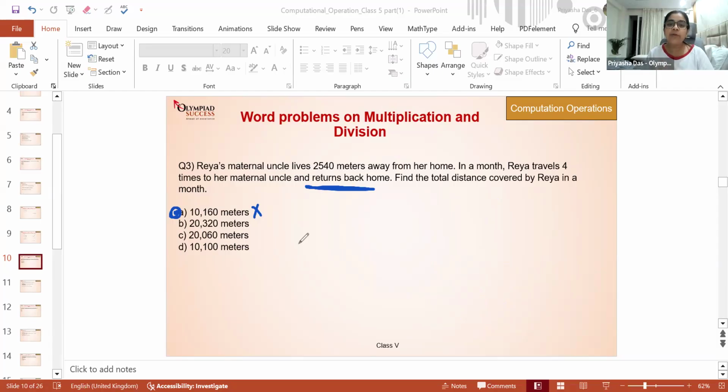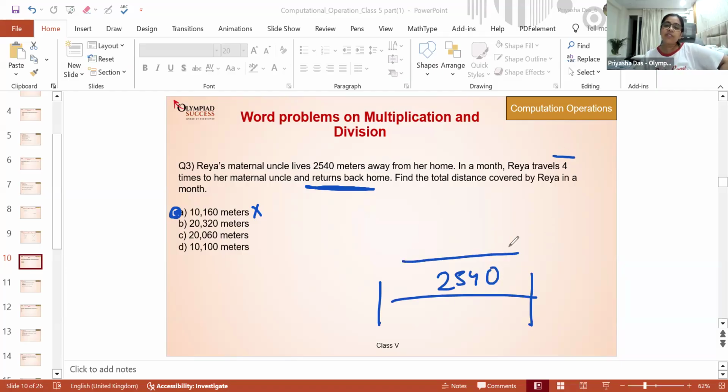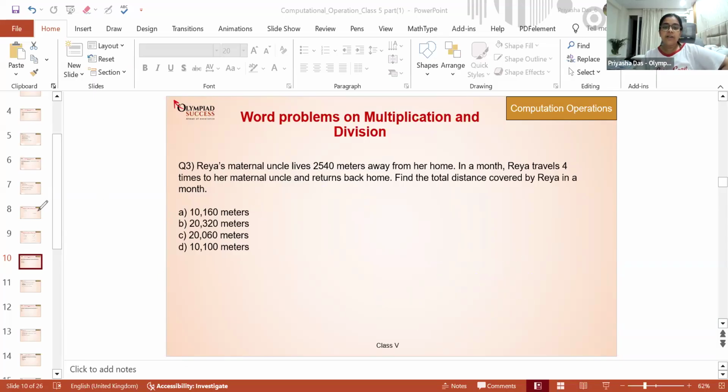We need to figure out that this girl is going to her maternal uncle and also returning back. The distance between her and her uncle's house is 2540. So if she travels 4 times, she also returns back 4 times. Correct? So therefore, the answer to the question would be 20,320. Option B.